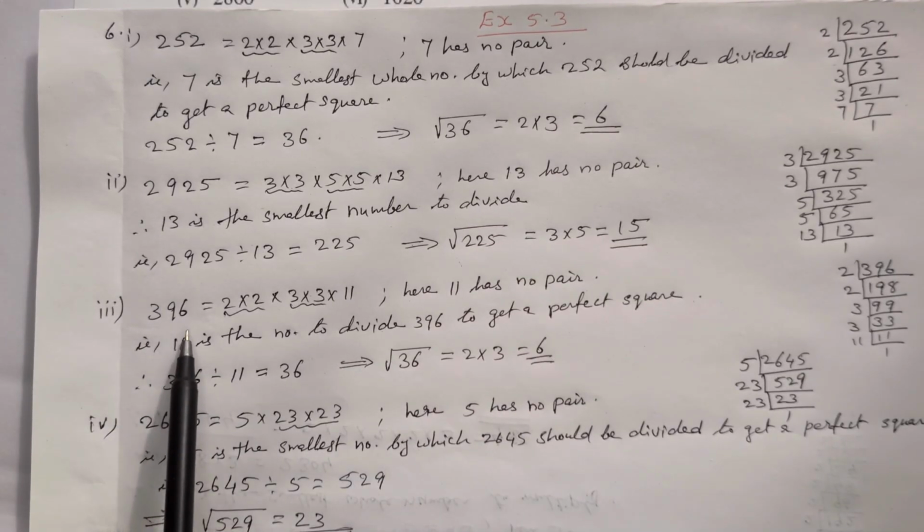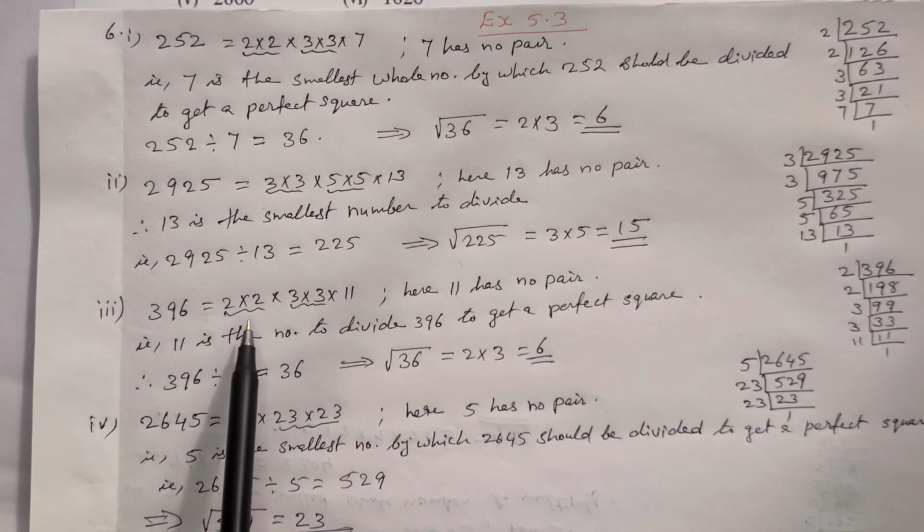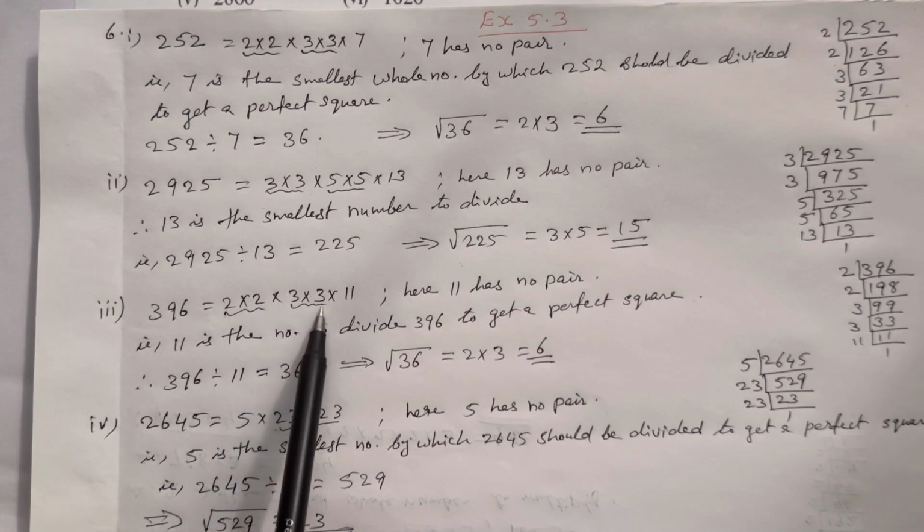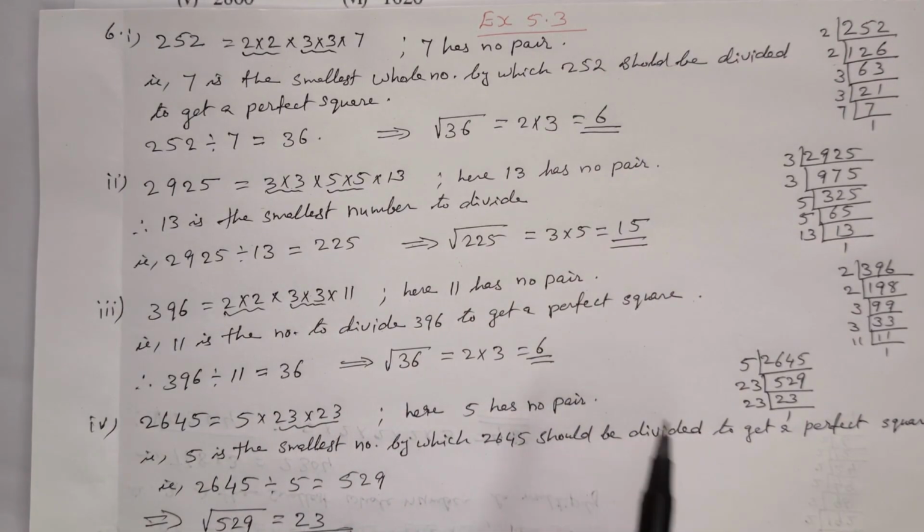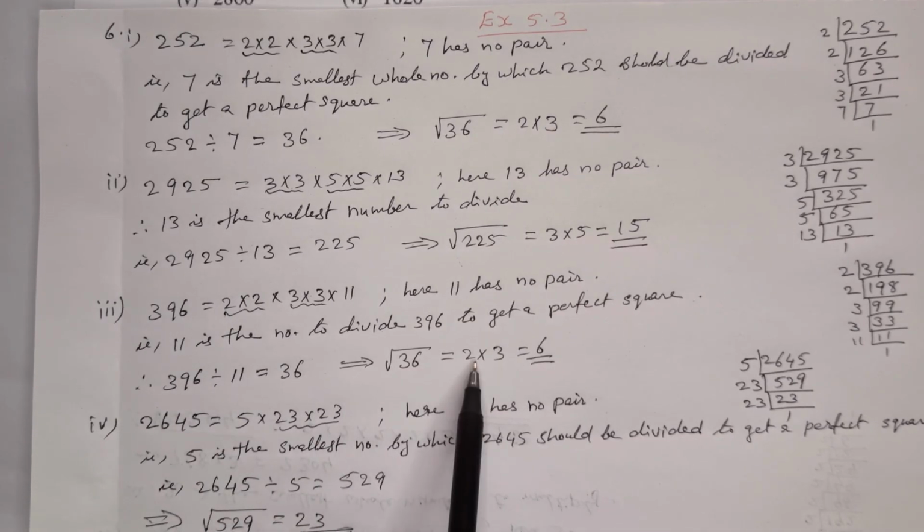Here 396. After prime factorization, one pair of 2, one pair of 3, and 11 is there. Then here 11 has no pair, which means 11 is the number to divide 396 by to get a perfect square. So when we are dividing by 11, we will get 36. Root of 36 is 2 into 3, 6.